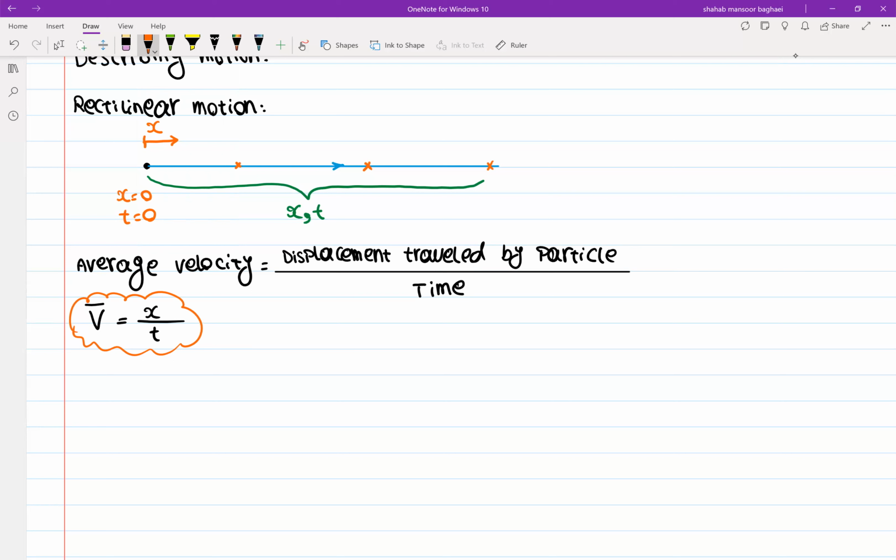According to this formula, X is the displacement traveled by the particle with respect to the origin, and it has a unit. It is meters. This is the unit of X, or the unit of displacement. The unit of time is seconds. And velocity, or average velocity, has the unit meter per second.